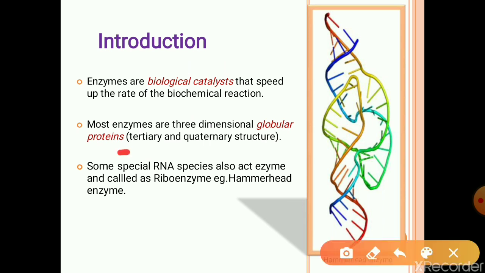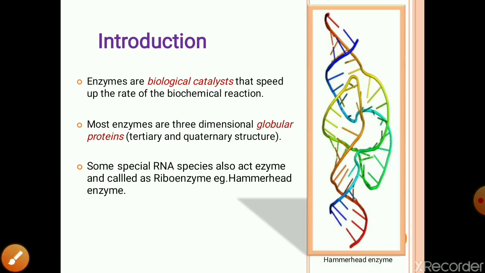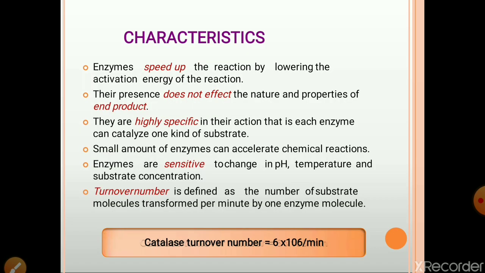Here see, there are four structures of protein. First is primary structure of protein, then secondary structure, then tertiary structure, and last one is quaternary structure. Then we have studied that some special RNA species also act as an enzyme, called ribozyme. Here we discuss the diagram of hammerhead enzyme. See, it is the three-dimensional structure of hammerhead enzyme, which is a tertiary or quaternary structure, which we call ribozyme.